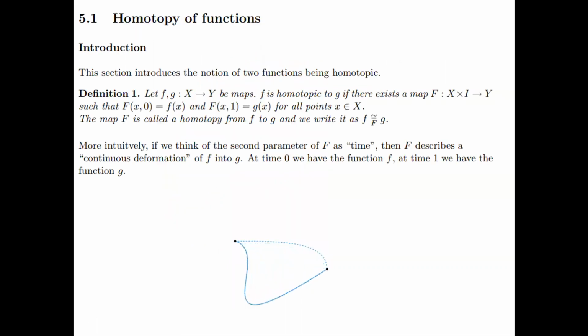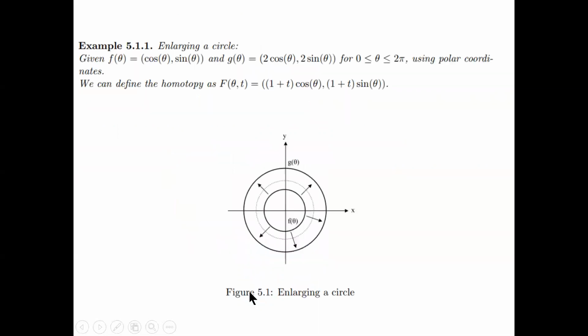Next, another terminology that you'll come across is homotopy of functions. Homotopy just means if I take a function like this, I can continuously deform it into another function like this. That is what homotopy simply means. An example: if I take a function like this, this is a circle. I can continuously enlarge this circle, and the enlargement can be denoted by the functional form I have just given here. This is an example of homotopy of functions.